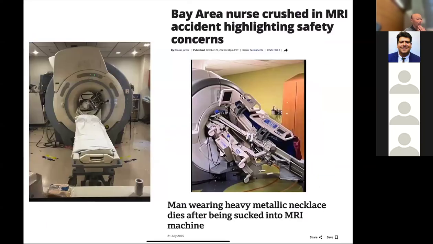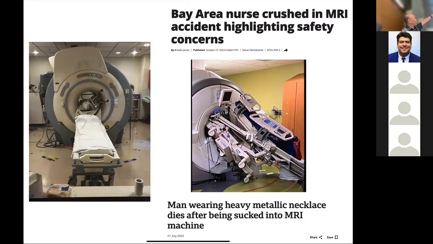For example, this was 2 years ago: a nurse was crushed when this thing was pulled into the magnet. And the most recent incident was this one in New York. There was a guy wearing a heavy iron necklace, like a weightlifting necklace, to carry weight and build up his muscles. He went in to see how his wife was doing, and he was pulled into the magnet. It literally just dragged him into the magnet, and he died.